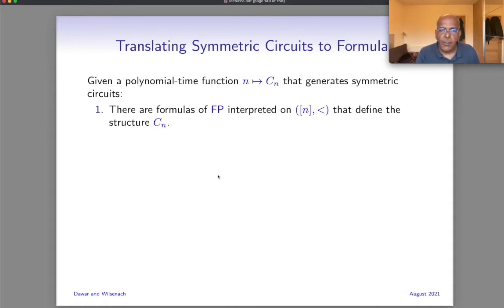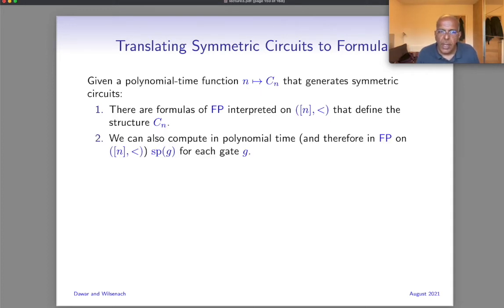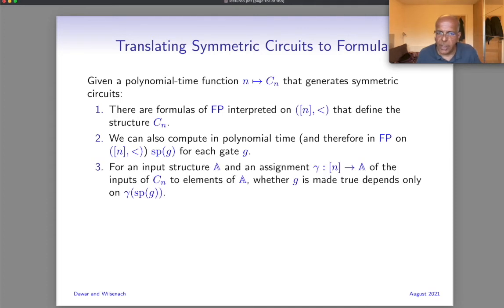So, what can we say? Because the circuit is computable from n by a polynomial time function, that's the uniformity assumption, by the Immerman-Vardi theorem, on this structure you can define a set of relations which really define the circuit. In other words, you can interpret, using a fixed point formula, the circuit on this particular structure, a linear order of size n. We also said that you can compute the support of each gate in polynomial time, and this also can therefore be done in FP because we're dealing with an ordered structure here. Okay, so in some sense all the pre-computation can be done.